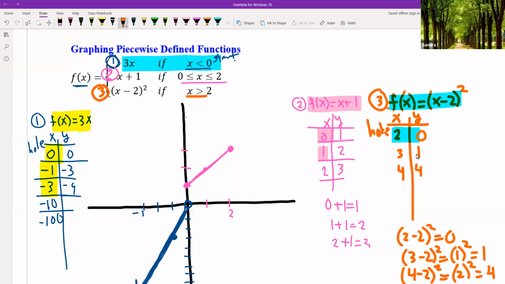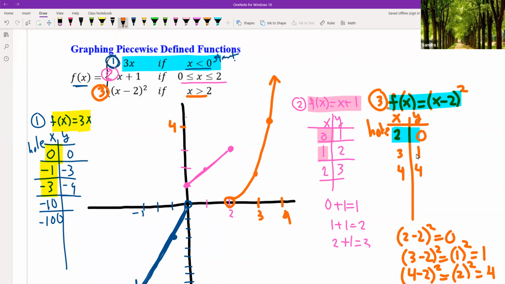2 and 0, and there's a hole. 3 and 1. 4 and 4. Once again, my picture is not drawn to scale. Notice that I curved it a little bit.